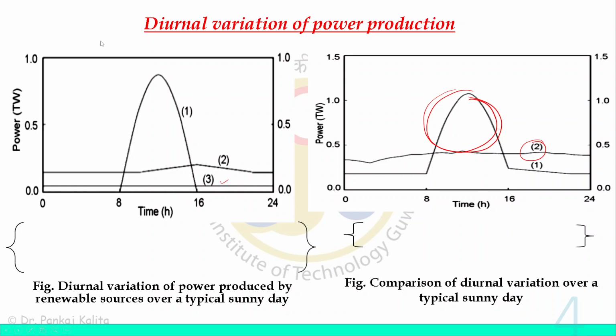So what is the meaning of diurnal here? Diurnal is basically day and night both, considering the variation of day and night. So this is how the diurnal power is produced by renewable sources over a typical sunny day. Most of the power is produced between 8 a.m. to 4 p.m.